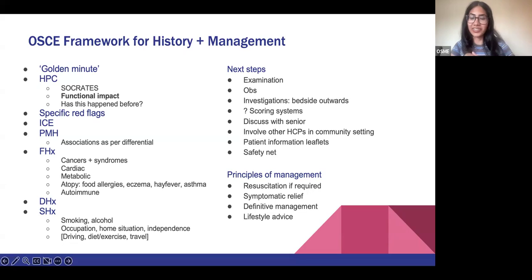Okay, so that's the history. Going on to next steps. This can be done for basically any patient. You want to examine them first. You can say take a full set of obs and then investigations.